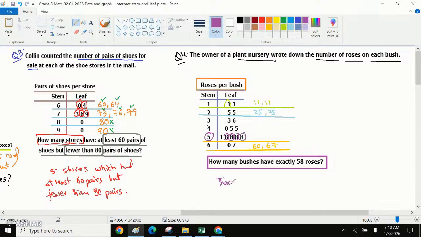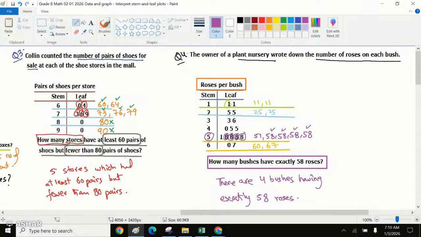There are 4 bushes having exactly 58 roses, right? Because the number of roses would differ. This was 51 roses, 58 roses, 58 roses, 58 roses, and 58. So there were 4 bushes which had 58 roses on it. So the answer would be 4 bushes.